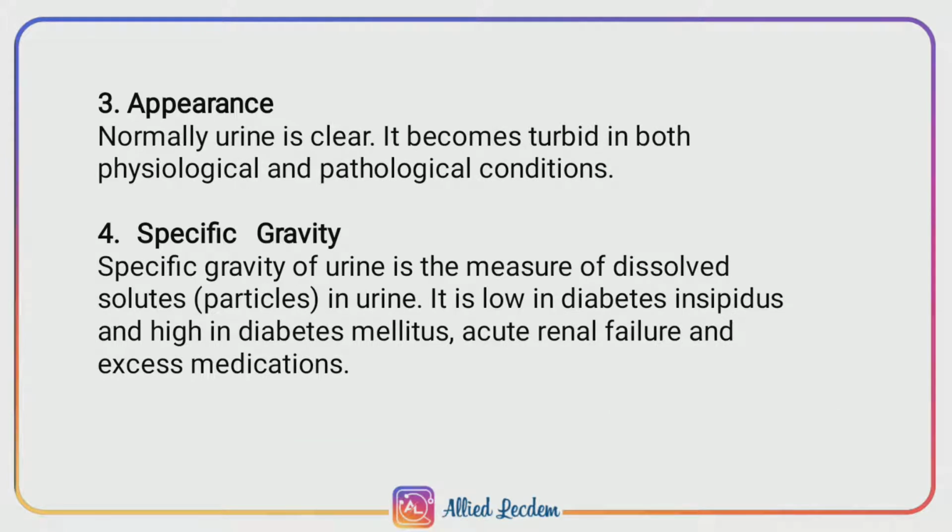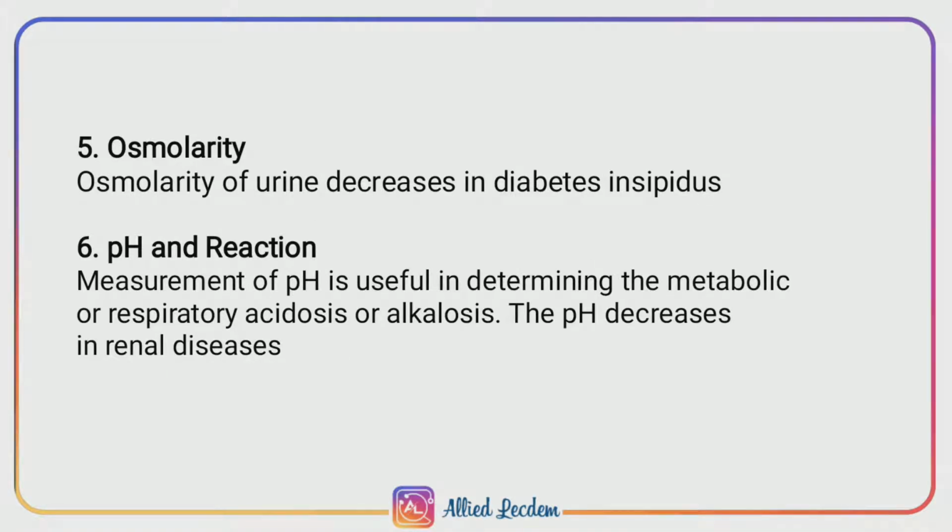Appearance. Normally, urine is clear. It becomes turbid in both physiological and pathological conditions. Specific gravity. Specific gravity of urine is the measure of dissolved solutes in urine. It is low in diabetes insipidus, diabetes mellitus, acute renal failure and excessive medication. Osmolarity. Osmolarity of urine decreases in diabetes insipidus.